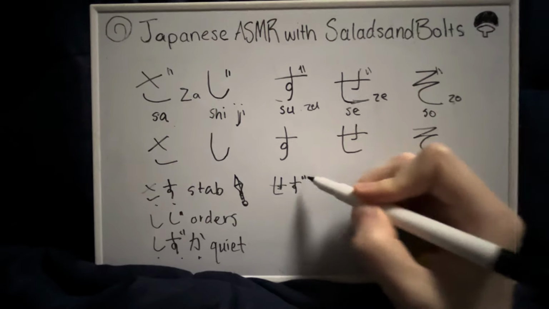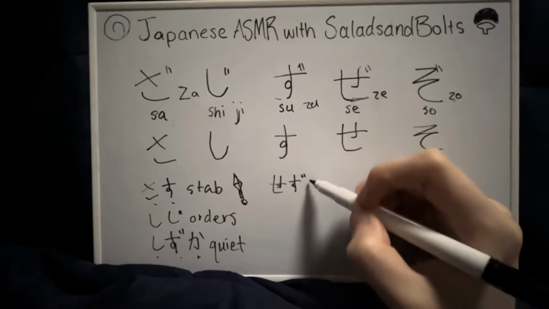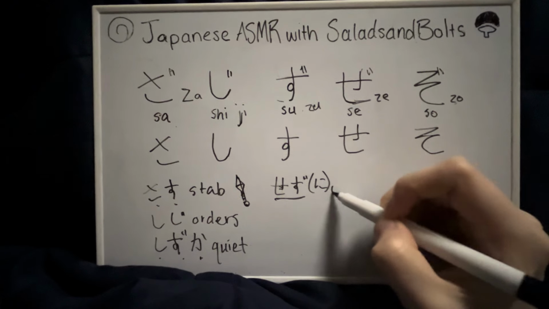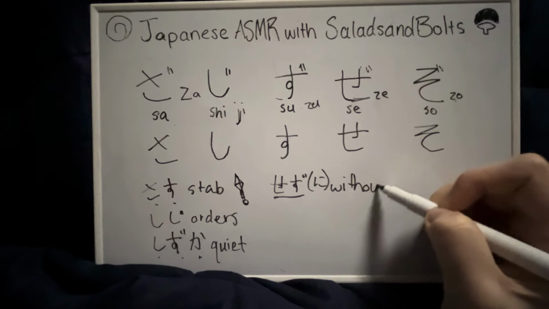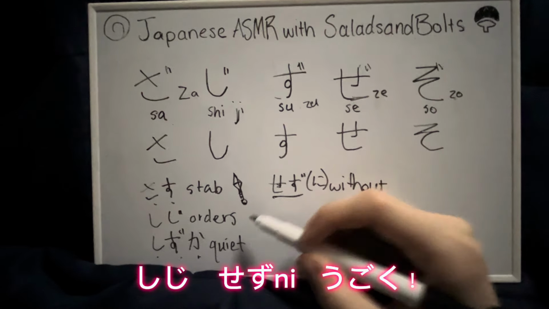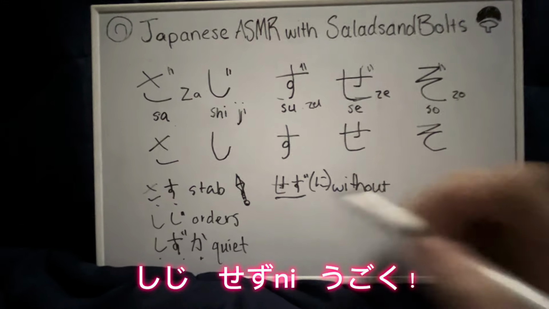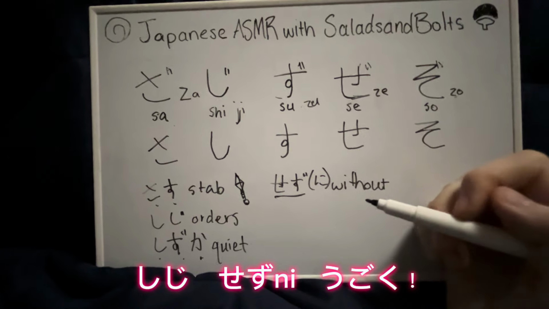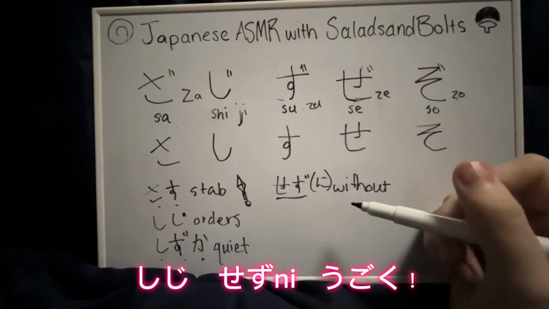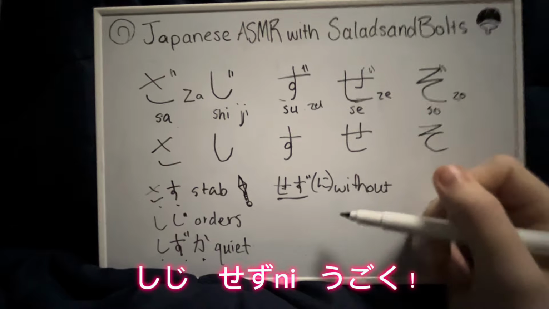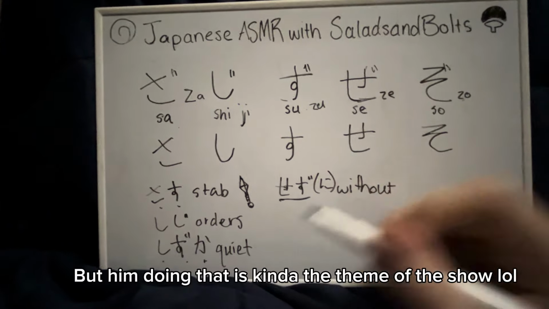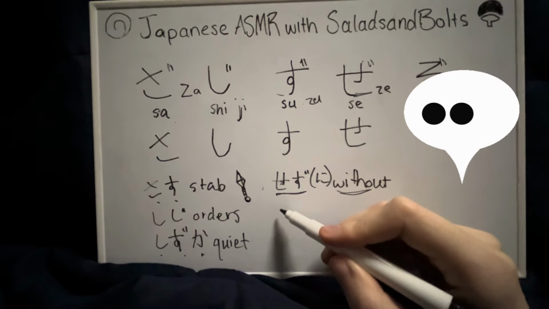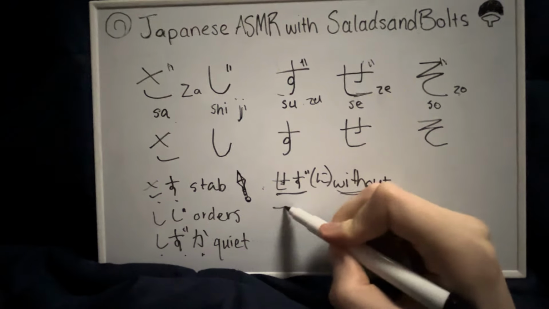Sezu, you usually use it with ni, but sezu on its own just means like without. So if you say shirei sezu ni ugoku, it means moving without orders. So like you acted before the person could order you, or without them ordering you, which would be a bad thing in Naruto. There you go. Sezu ni. So or zo would be of course the traditional so.